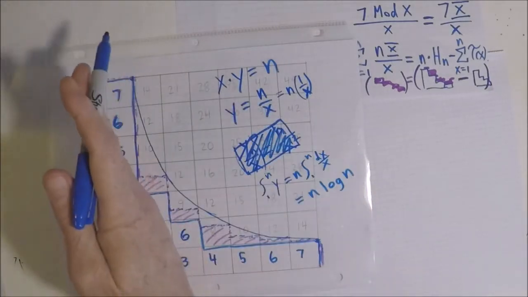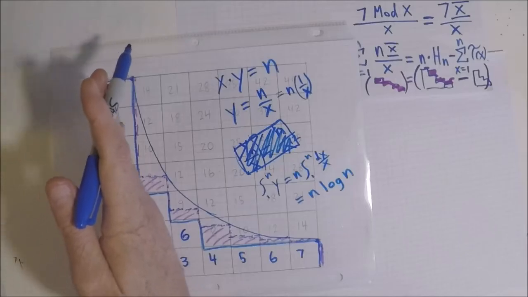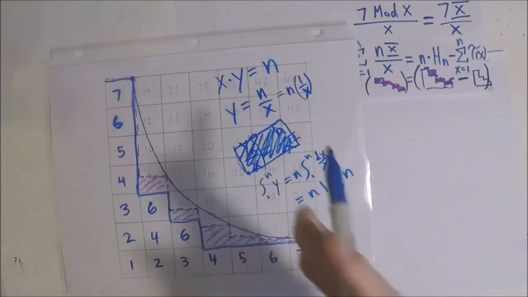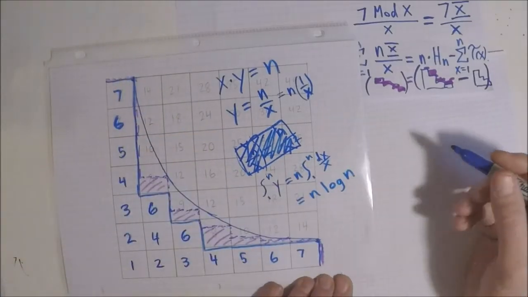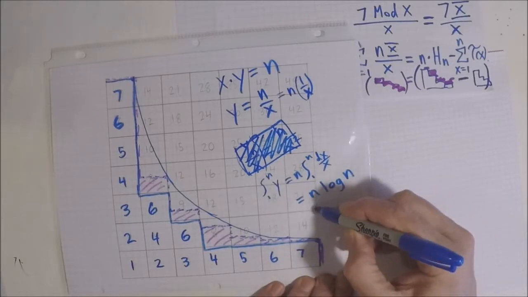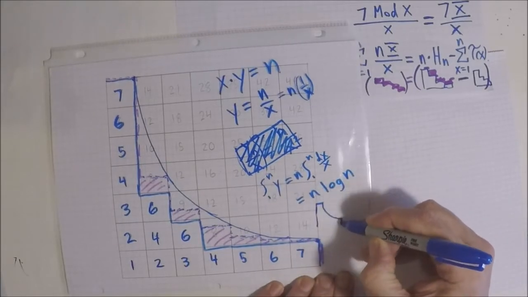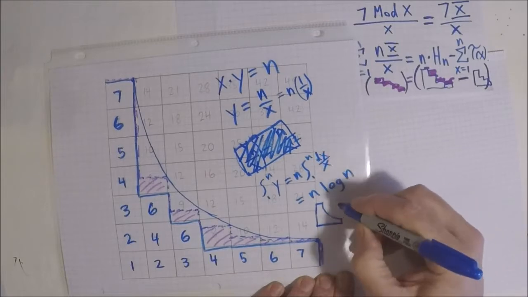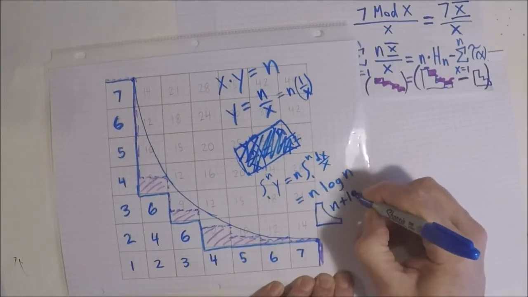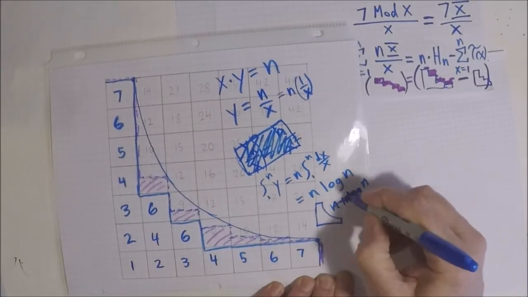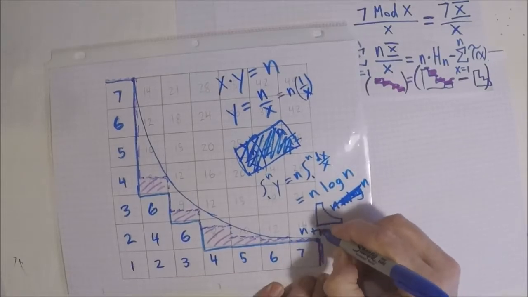But that doesn't include the first column, because the area starts at 1. So if we add that first column, then we have the full blue base area here, which is n plus n times log n.